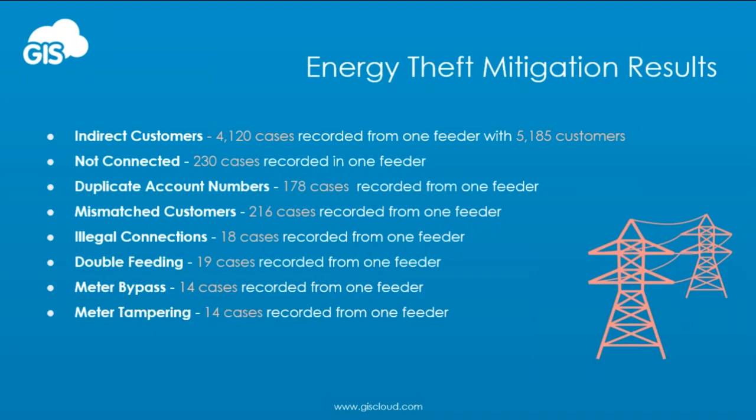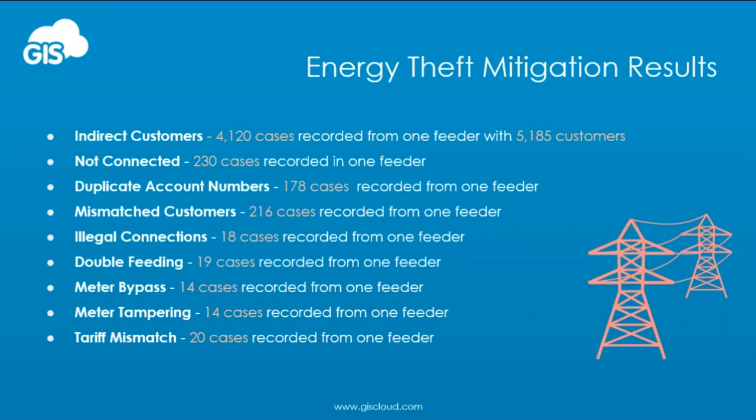We also have meter bypass, which is well known. But let me also mention that we saw 19 cases in one feeder during our enumeration in this area. So meter bypass, we have 14 cases recorded, and these are people that bypass their meter and then connected directly, but they still leave the meter and disguise as if they are receiving supply through the meter. We have meter tampering, which is well known. People that tamper with the meter so that it will not be recording the exact consumption that they are using.